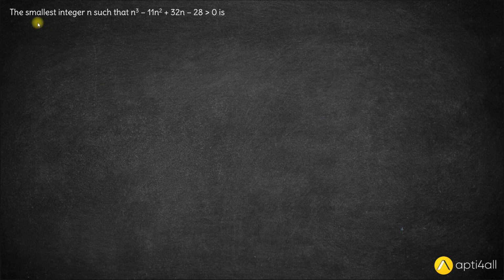Hi. So we have to figure out the smallest integer n such that this whole expression is greater than 0. Now this is a cubic, and to solve a cubic there is no particular method. What you have to do is a slight hit and trial, right? So let's try to factorize this first, as in find the critical points of this.